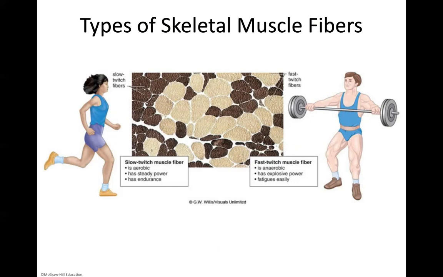Among elite athletes like Olympians, proportions can really vary. So sprinters have about 80% of those light, fast twitch fibers, whereas marathoners have about 80% slow twitch fibers.